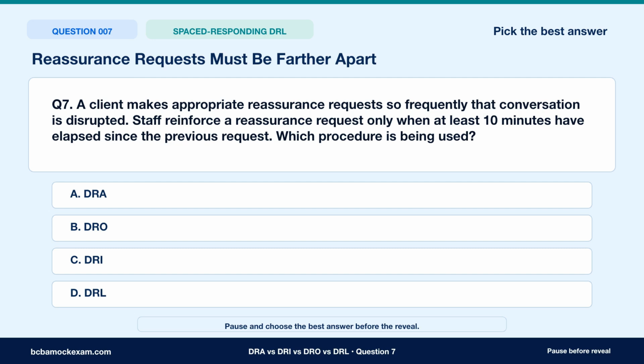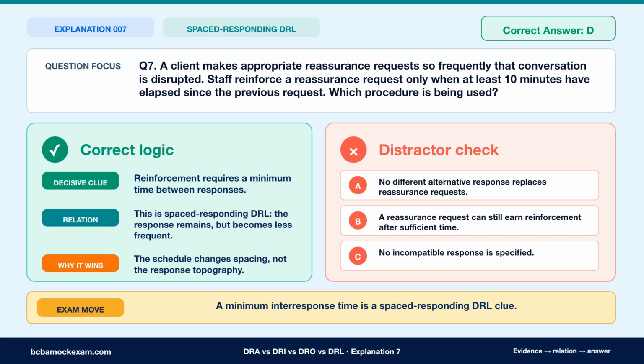Question 7. A client makes appropriate reassurance requests so frequently that conversation is disrupted. Staff reinforce a reassurance request only when at least 10 minutes have elapsed since the previous request. Which procedure is being used? The choices are A. DRA, B. DRO, C. DRI, D. DRL. Focus on the timing rule for the same response. Pause and choose. For this stem, select D.